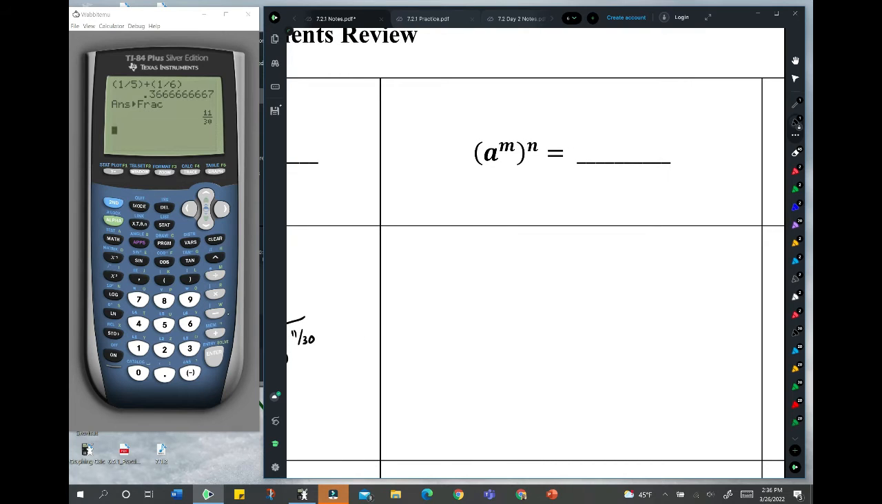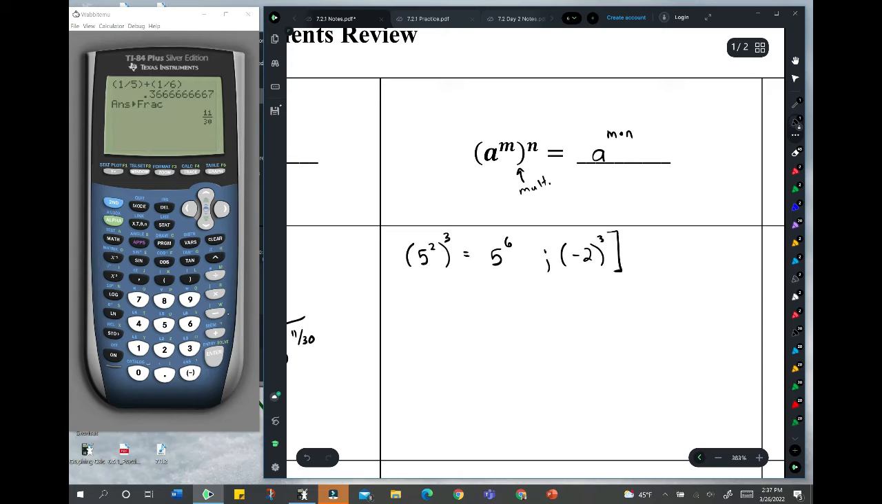Also remember properties, power to a power property. This is when you multiply. You multiply the two together. If you see parentheses, that's when you multiply. Sometimes students forget when you add and when you multiply. For example, in the past, if we had 5 squared to the third power, this would be 5 to the sixth. Similarly, same with negatives, negative 2 to the third power, even if it's a bracket, something like this, that would then be negative 2 to the sixth.